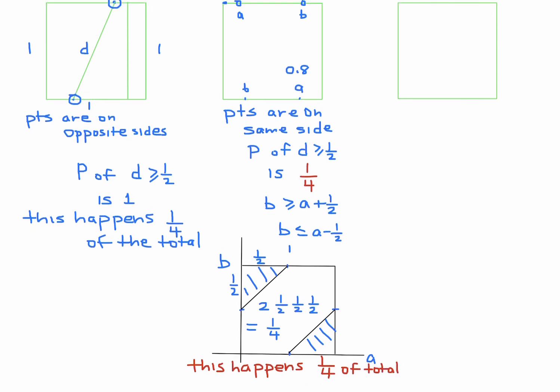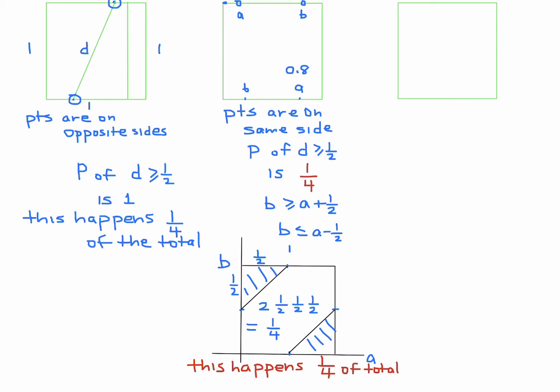Right, because if you put something on one side, you have 4 possible choices for the second point. You can either put it here, here, here, or here. I've chosen to put it on the same side, so there's only one out of the 4 possible places. So that's why it's 1 out of 4. All right, now we get to the last part.